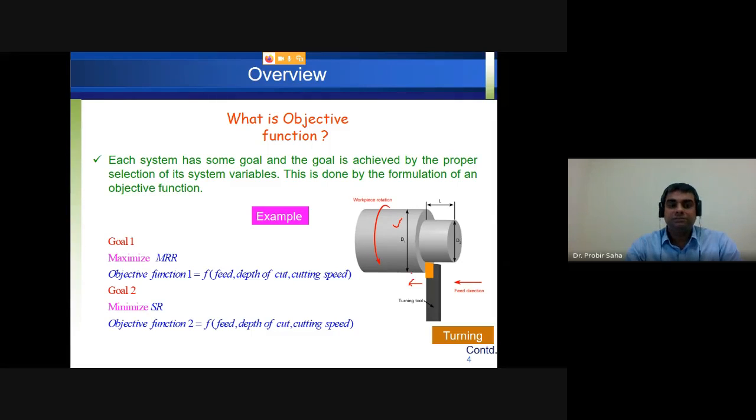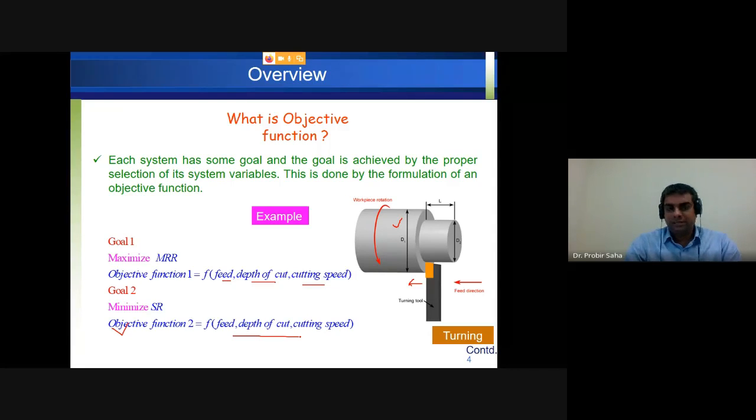So material removal rate is definitely a function of some of the process variables. Process variables in turning could be feed, depth of cut, and cutting speed. So I want to have a relationship between MRR versus these process parameters. Similarly, I will also have a relationship between surface roughness and these process variables. When we have this relationship, we call it an objective function.